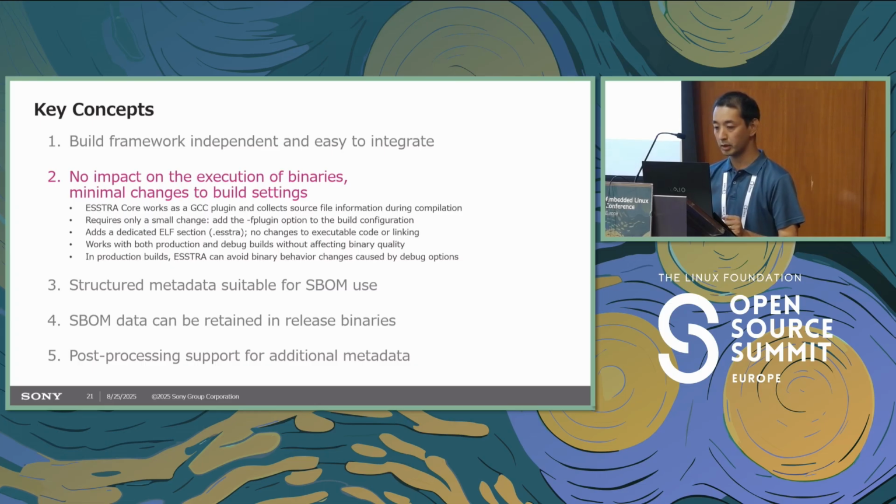The second concept is no impact on the execution of binaries and minimal changes to build settings. ESSTRA Core works as a GCC plugin and collects source file information during compilation. To enable it, you just need to add the -fplugin option to your build configuration. ESSTRA creates a dedicated ELF section called .ESSTRA, but it doesn't change the executable code or affect linking. The binary runs exactly the same with or without ESSTRA.